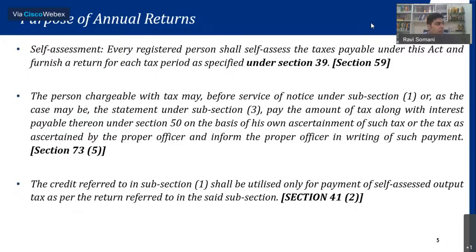And if there is an assessee who has a huge amount of credit accumulated in their electronic credit ledger, in my view, a strong and aggressive view can be taken of utilizing the input tax credit while making remittances for filing annual returns.